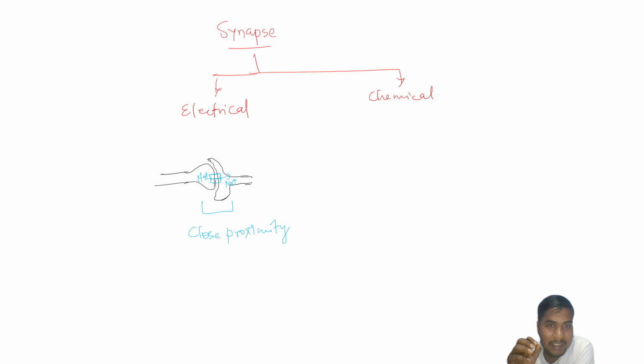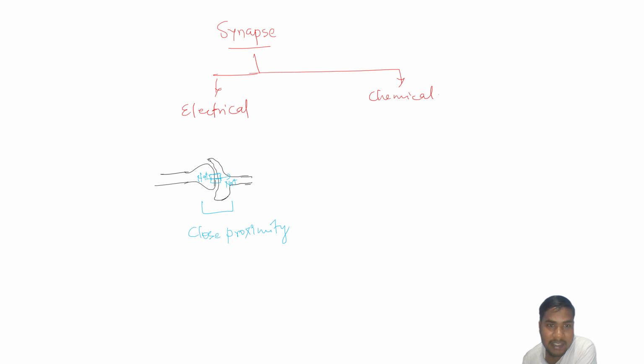So in this case, if the impulse is generated, it will flow from one neuron to another. It happens directly and continuously. There is no modulation, there is no restriction. Once the nerve impulse is flowing from one neuron, it will definitely flow into the next neuron. So there is no modulation here.